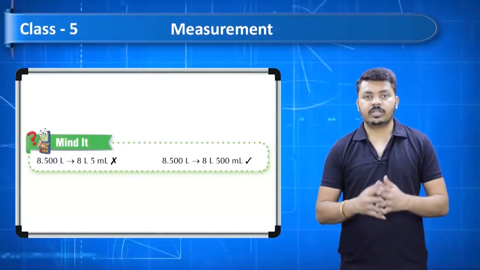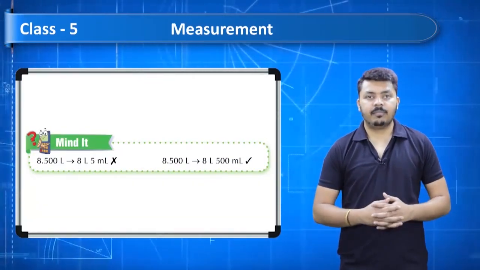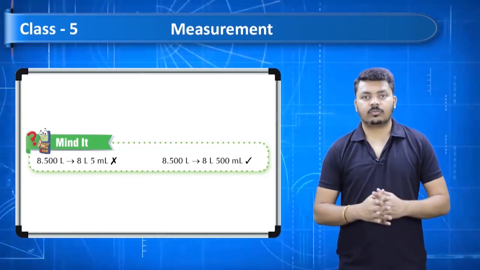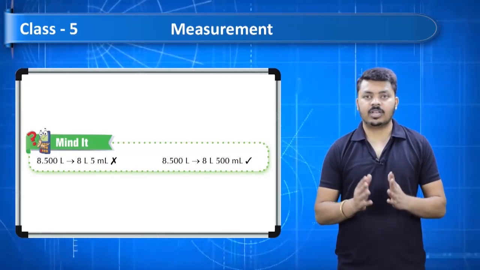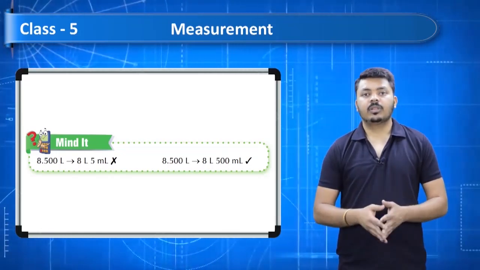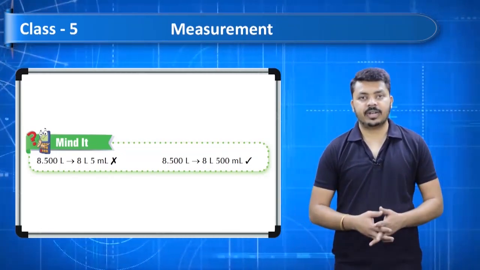8.500 liter is not equal to 8 liter 5 milliliter. It is wrong. So 8.500 liter is equal to 8 liter and 500 milliliter.